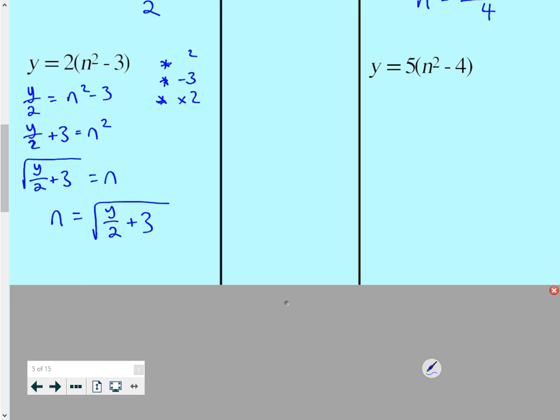Right, one for you to try. Can you please try the one on the right-hand side? Pause the video, take as long as you need. Remember, you should be doing this for each one to maximize what you're getting out of the time spent watching this video.